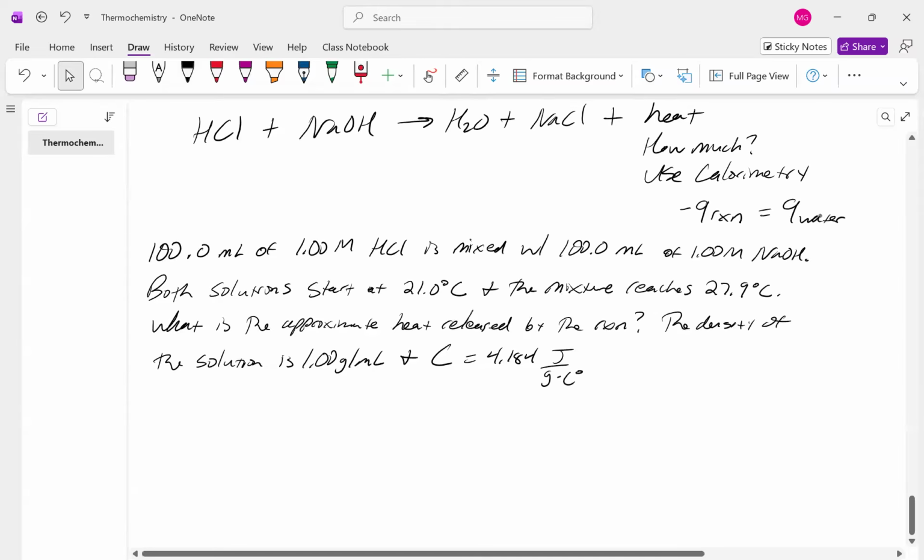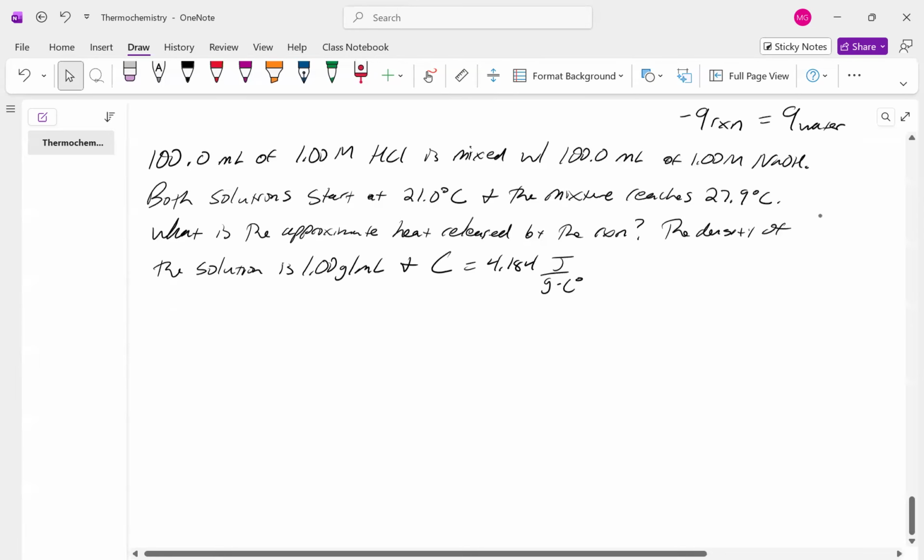So here's our problem. We're going to take 100 milliliters of 1 molar HCl and mix it with 100 milliliters of 1 molar NaOH. They're going to completely neutralize each other. And if both solutions start at the same temperature, 21 degrees, once they're mixed together in a calorimeter, it reaches 27.9 degrees. So what is the approximate amount of heat released by the reaction? And then it tells you the density of the total solution is about a gram per milliliter. And then there's the specific heat capacity of water.